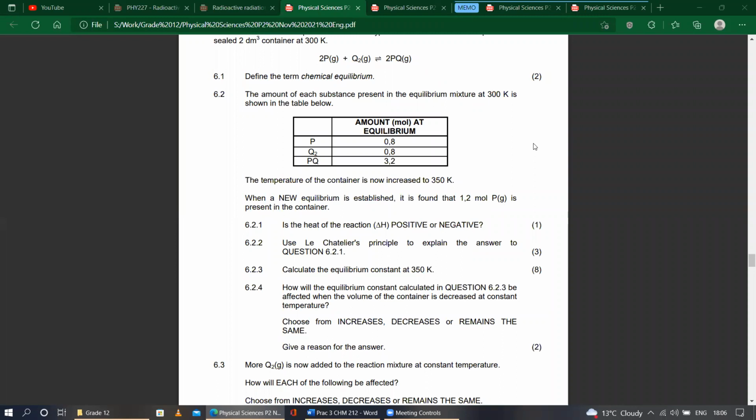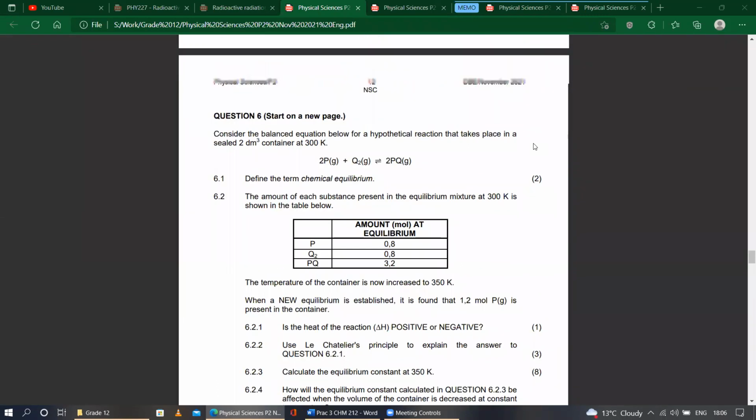So yeah, it's question 6, November 2021 question paper. Let me just zoom in a bit.